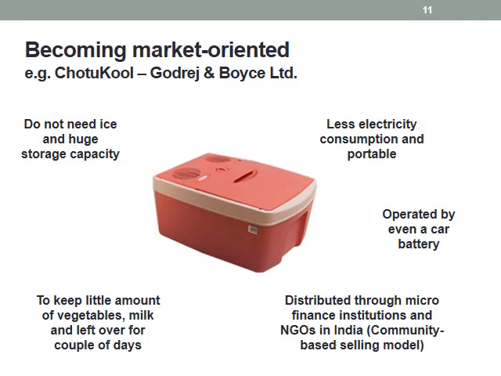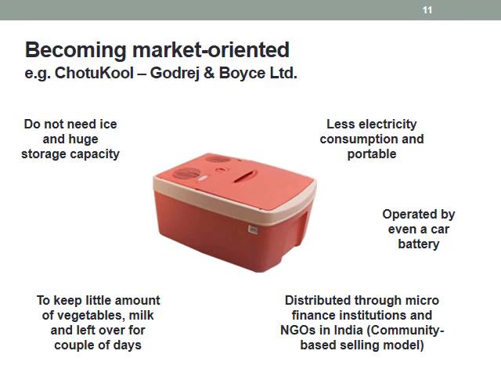The next one, I will just show you an example where this organization called Godrej and Boyce Limited from India built up this product called Chotukool, which is a portable refrigerator mainly targeting rural women. So this is a product which talks about market orientation a lot. Now when you look at the features of this product, starting from the right hand corner, less electricity consumption and portable. Electricity consumption is very less and it's a portable product.